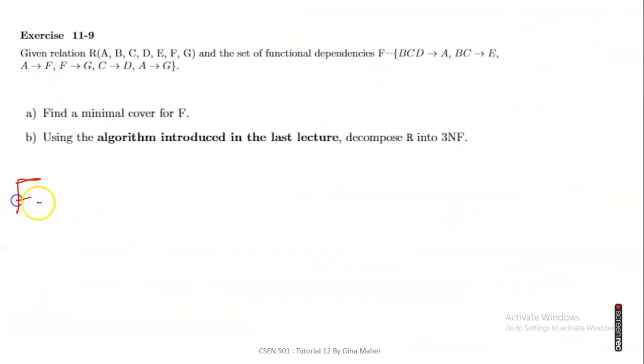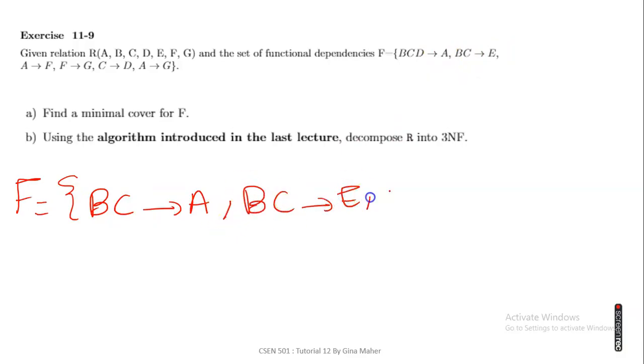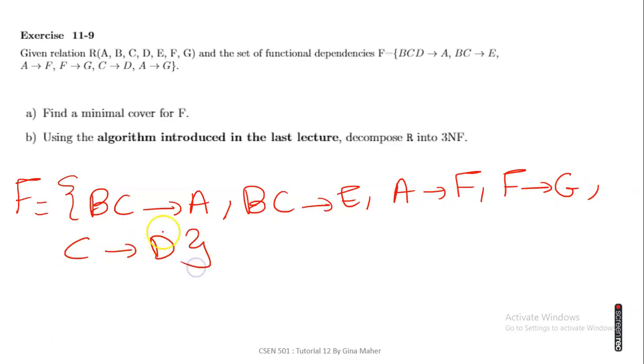F: BC implies A instead of BCD. BC implies E. A implies F. F implies G. C implies D. So this is the minimal cover for F.